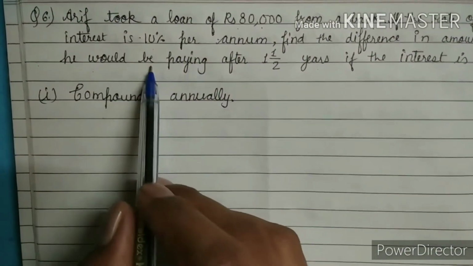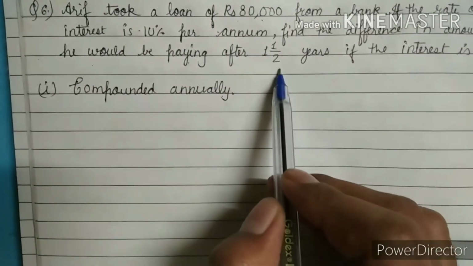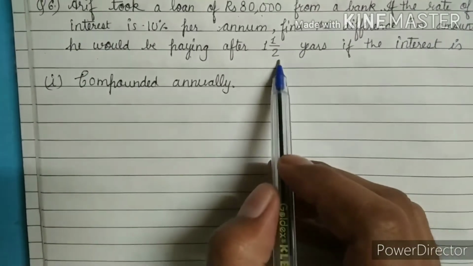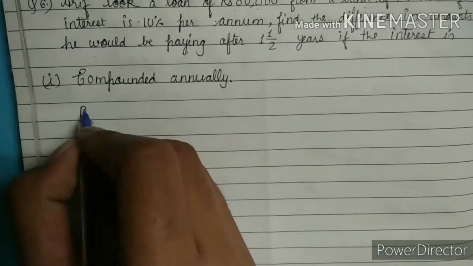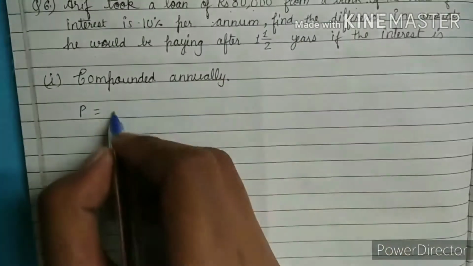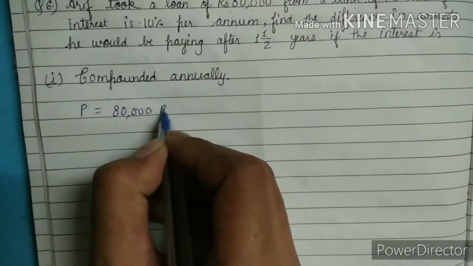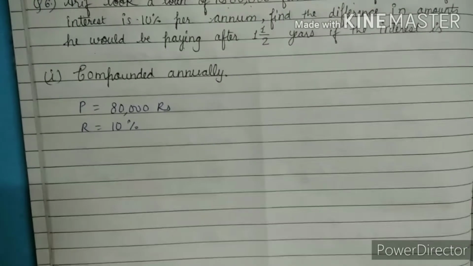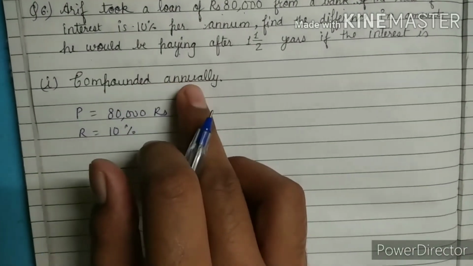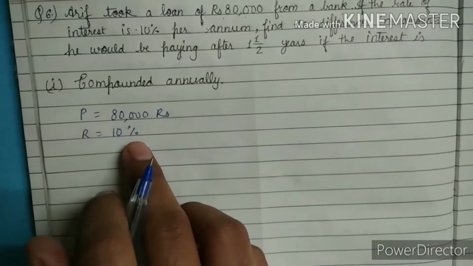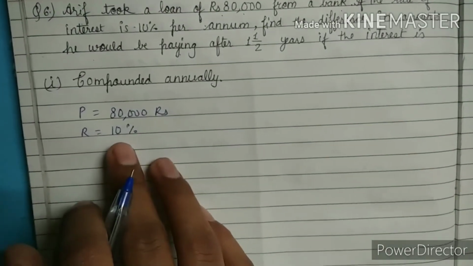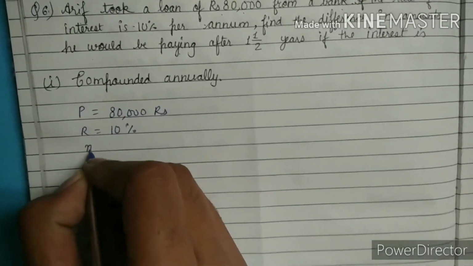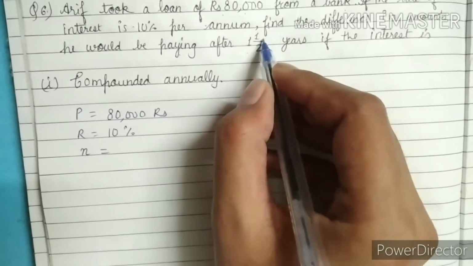He would be paying after 1 1/2 years if the interest is... so time is 1 1/2 years. So principal in both cases is same. First is 80,000 rupees. Rate of interest is 10%. Now you can see in the first case compounded annually, that's why we are not touching it here. We will not divide by any number because compounded annually, so it will remain same. And time will come as 1 1/2.